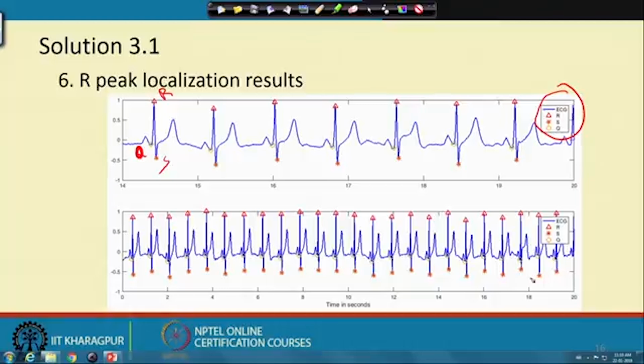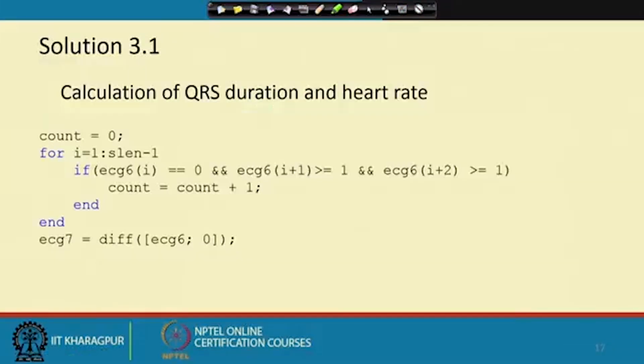Okay. The only problem is that here the signal has become cramped, so we could not differentiate the time location clearly for QRS. Okay. So, this is the whole signal, this is the part of it. So, we get that with Pan-Tompkins, in this case we are successful in getting the QRS locations. Now, we have something more that is left. We need to calculate the QRS duration and the heart rate.